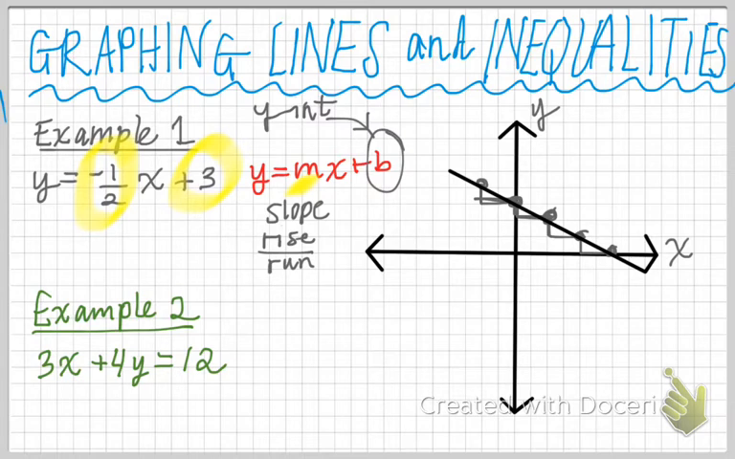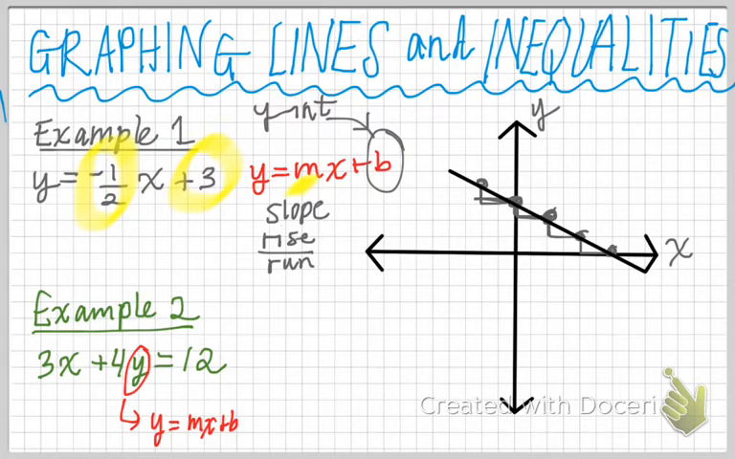So example 2 gives us a different format. We don't have y equals mx plus b anymore. One thing you could do would be to get it into y equals mx plus b form. So if you feel really confident in isolating that y value to turn it into y equals mx plus b, that is one option. But you do have another option, which is finding the x and y intercepts.